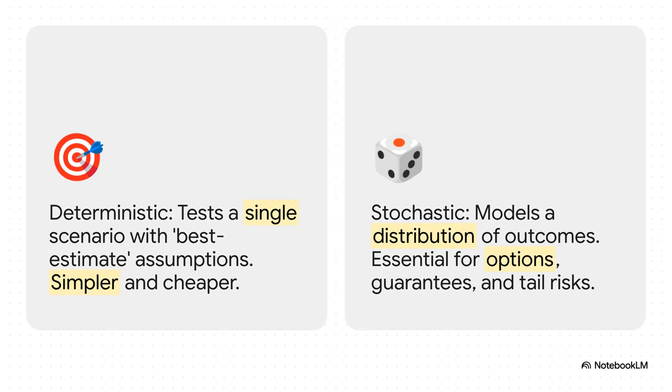On one hand, you have a deterministic model. It's great for a quick, clear, best guess scenario. But if you're dealing with something complicated like guarantees or options, or you need to calculate regulatory capital for something like Solvency II, then a stochastic model is an absolute must. It doesn't just give you one answer. It gives you a whole range of possible outcomes. And that is essential for getting a handle on those nasty little tail risks.